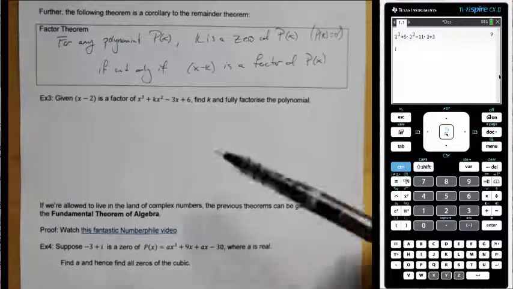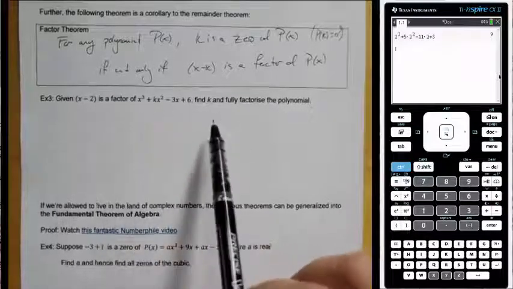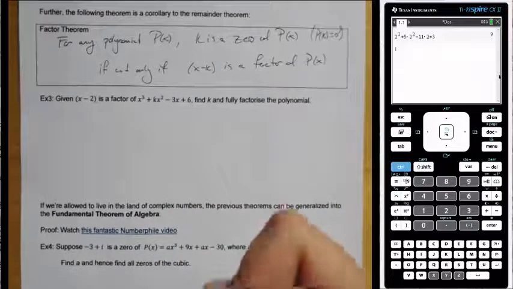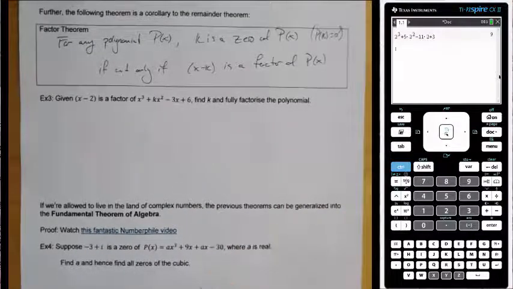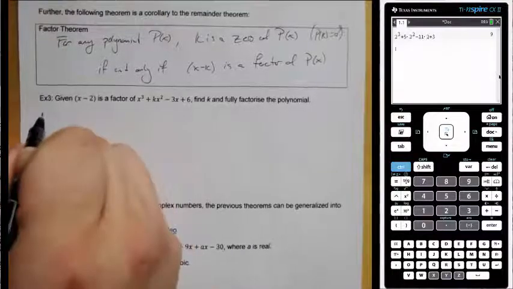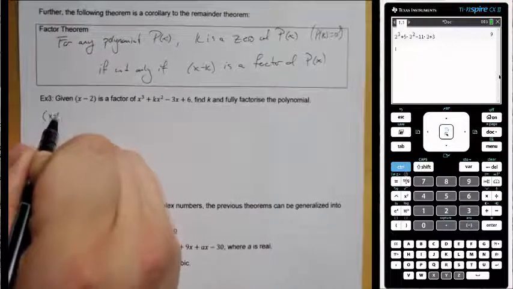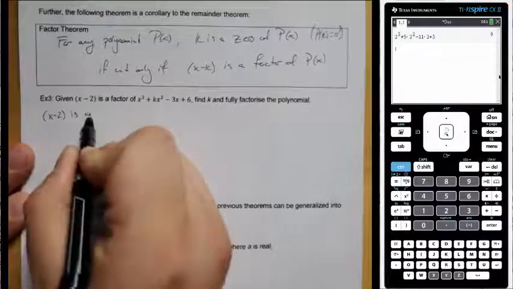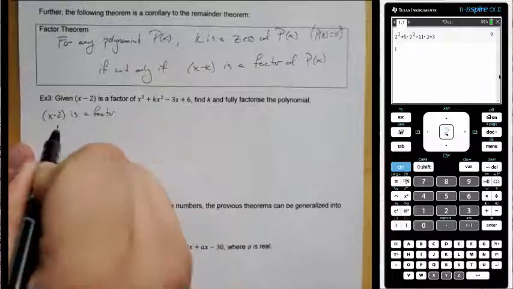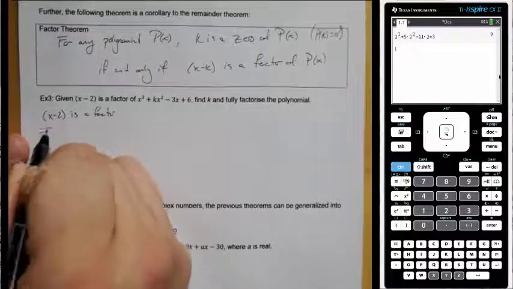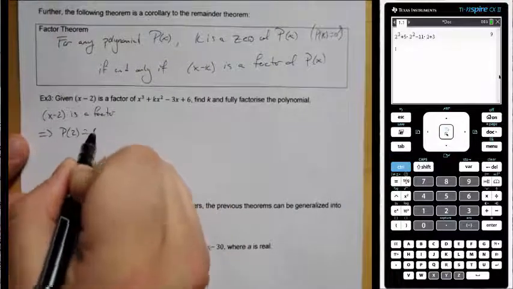It's tempting to take x minus 2 and do long division and try to approach the problem in that sort of fashion. And it might be possible to do it that way, but it's going to get really complicated in a hurry. However, using the factor theorem, this is pretty efficient. So the factor theorem tells us that since x minus 2 is a factor, p of 2 equals 0.